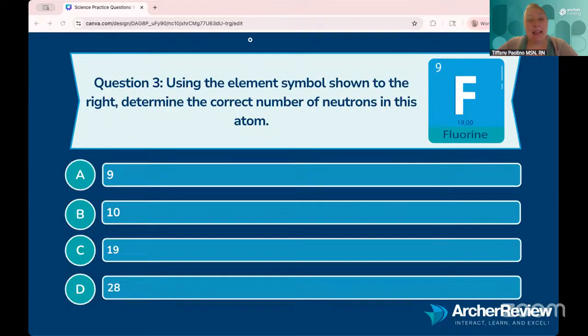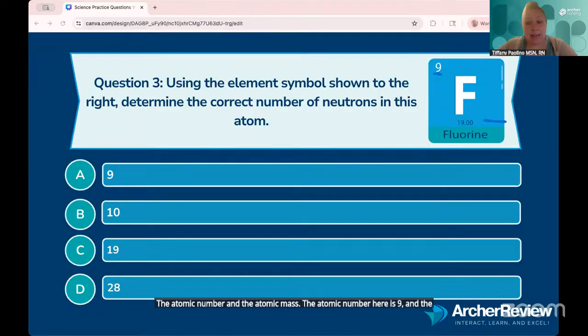9, 10, 19, or 28. So if you notice here, we have a 9 up in the corner. And then we have a 19 also here. So a 9 and then a 19. So those play a role here with how you do this. The atomic number and the atomic mass. The atomic number here is 9, and the atomic mass is 19.